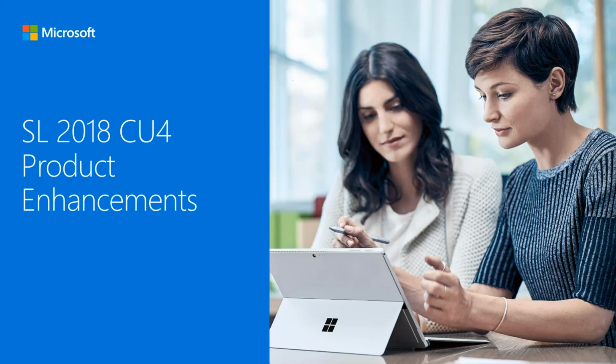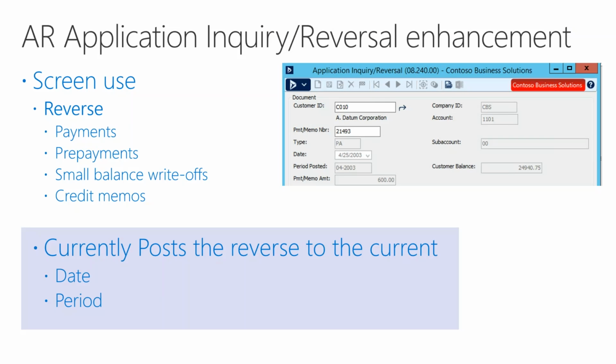All right, so that was CU3. Lots of great things there. So why you're all here probably is, what did you do in CU4, Jeff, and what can we look forward to going from there? All right, so the first one is around accounts receivable and the application inquiry and reversal screen.